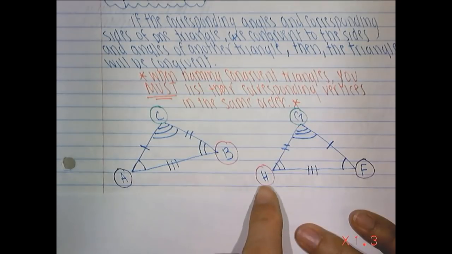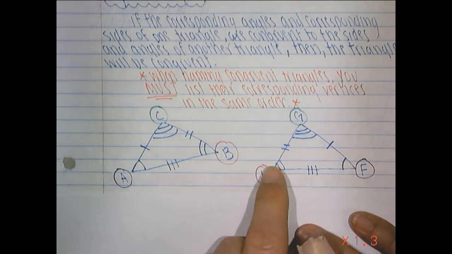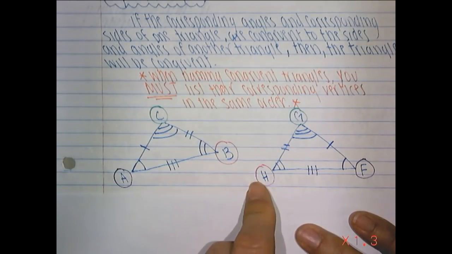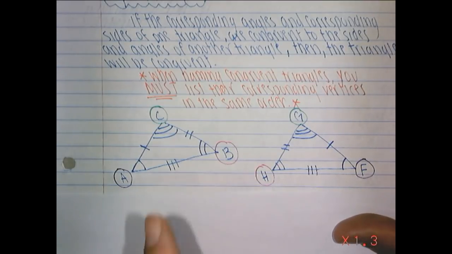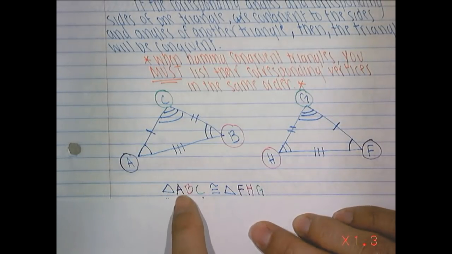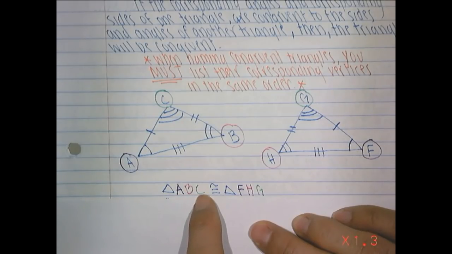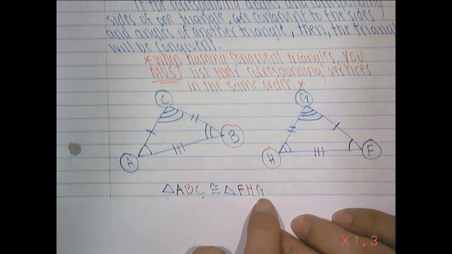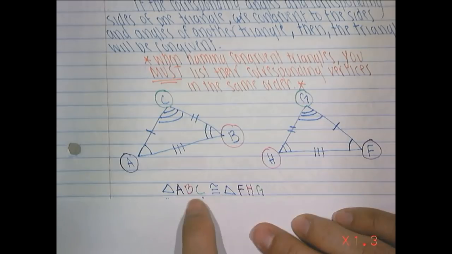Then we move over to H. It has two arcs to show that it's congruent to B, which also has two arcs, and they're circled in pink. When I'm making the congruency statement, that's basically saying triangle A, the purple circled angle, B, the pink circled angle, and C, the green circled angle, would be congruent to triangle FHG. Notice how the purples match, the pinks match, and the greens match. Those indicate they're the corresponding parts, and therefore they have to be in the same order.